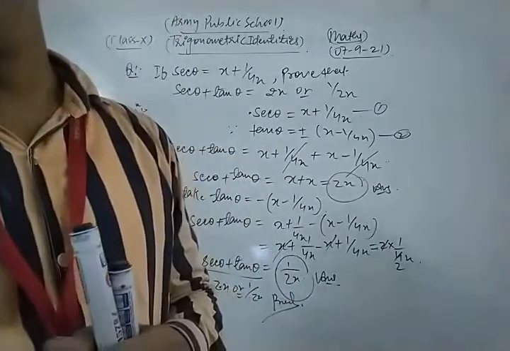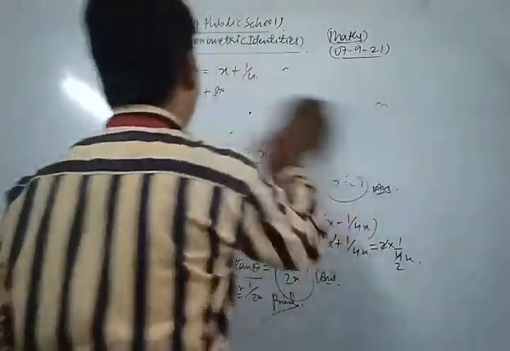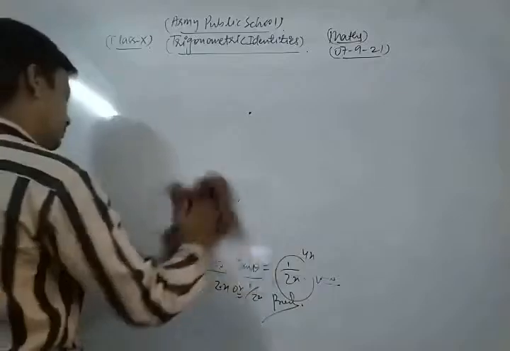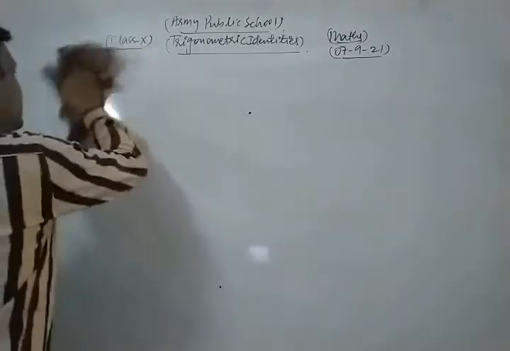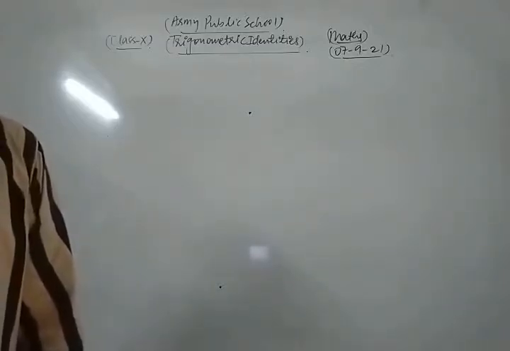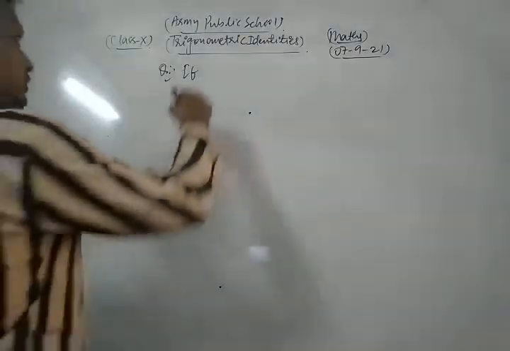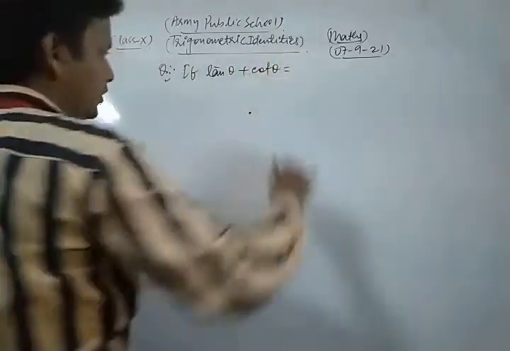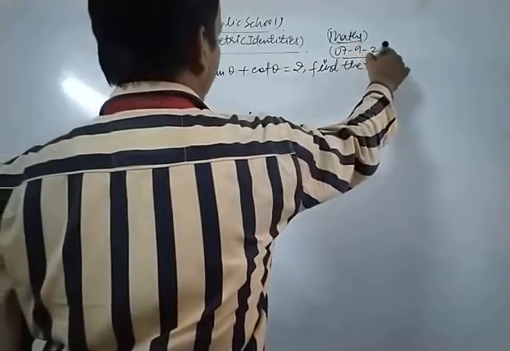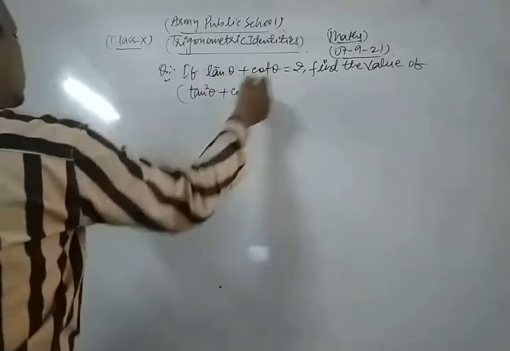Now we take and solve some other important questions based on identity. Let's see. The question is: if tan theta plus cot theta is equal to 2, find the value of tan square theta plus cot square theta.